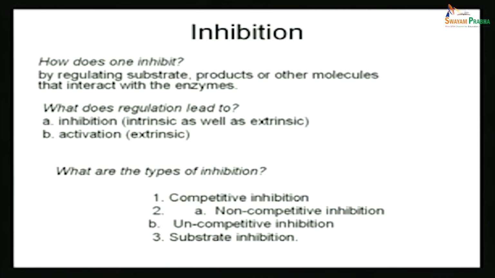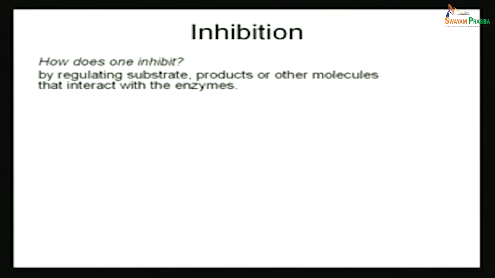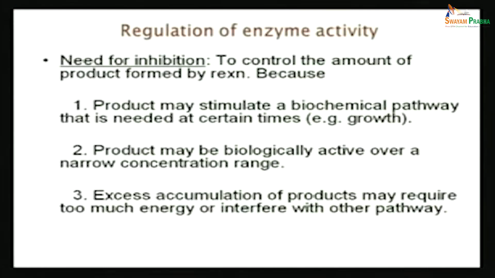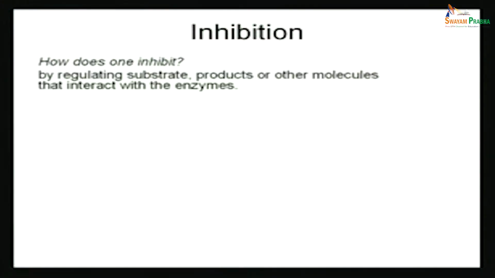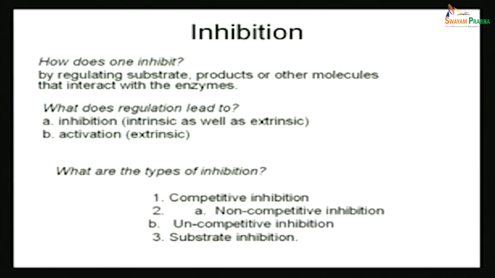So in this lecture, what we essentially did was we started talking about inhibition and why we need inhibition, which was to regulate the quantity of product that is formed. The reason we regulate the quantity of product is that we want to stimulate a certain biochemical pathway and not stimulate other biochemical pathways. Because the product is typically active over a small range in concentration. And the third reason is that if you generate a lot of product, it will accumulate and a lot more energy will be formed. So we understand why we need to regulate, and the way we regulate is by using inhibition.